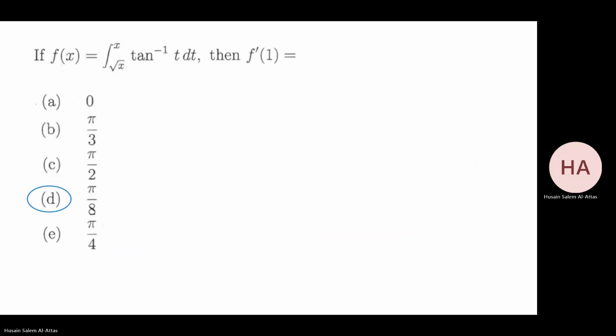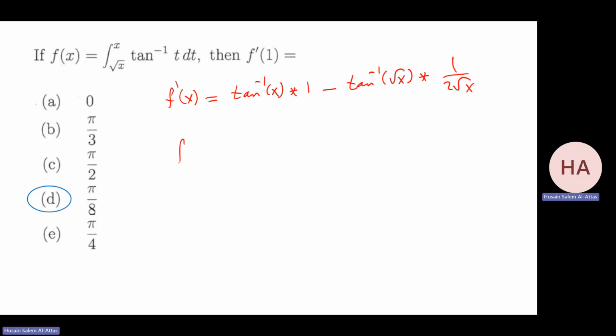Same idea, but now it's from square root of x to x, so I have f prime at x will be tan inverse of x and derivative of x, which is 1, minus tan inverse square root of x and derivative of square root of x, which is 1 over 2 square root of x. You want f prime at 1: tan inverse of 1 will be pi over 4, and that will be pi over 4 times half. So pi over 4 minus pi over 8 will give me pi over 8, which is this.